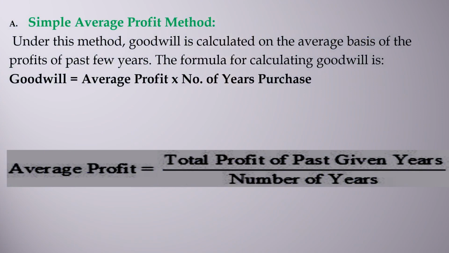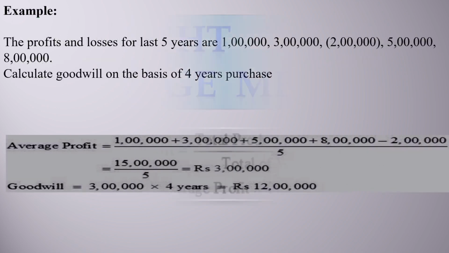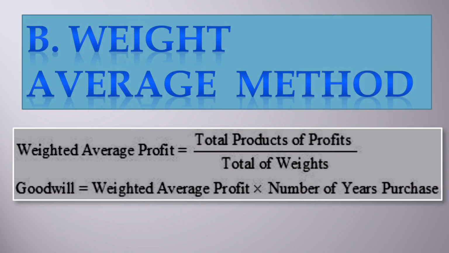After that, we considered valuation of goodwill under different methods, like the first method, simple average profit method. That was also explained in the last class. Average profit method means the total profit divided by number of years, and goodwill equals average profit into number of years' purchase. That is the formula you have to remember. The second one, under that method, value of goodwill equals weighted average into number of years' purchase.